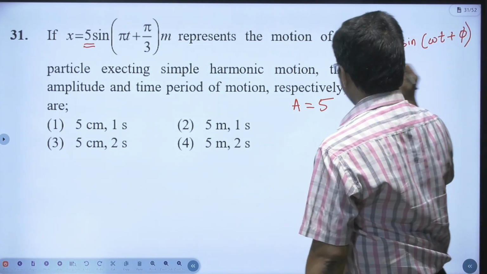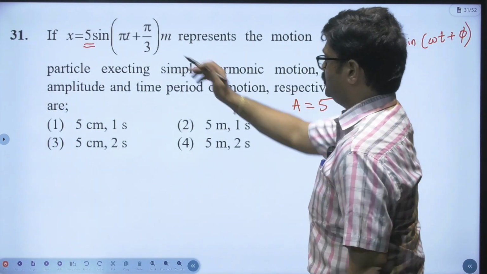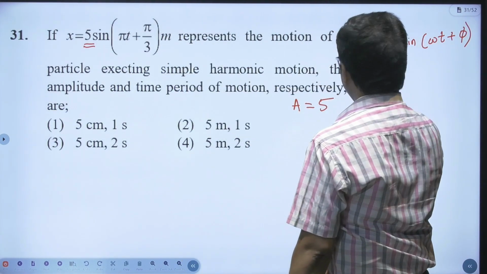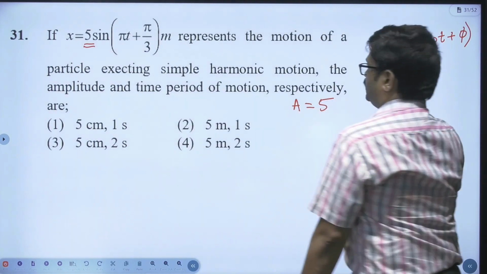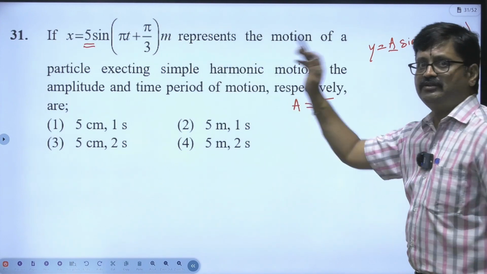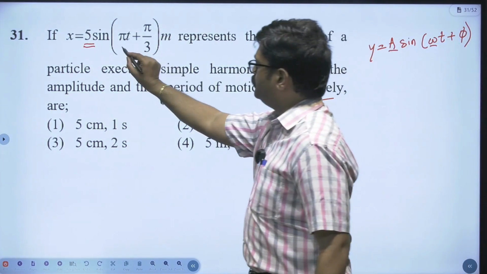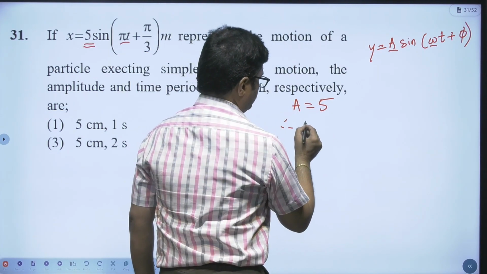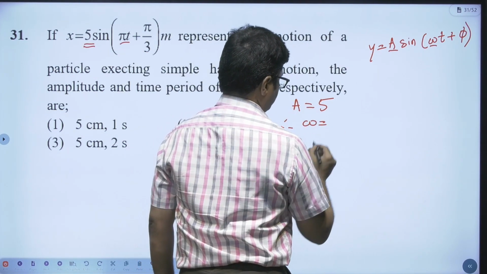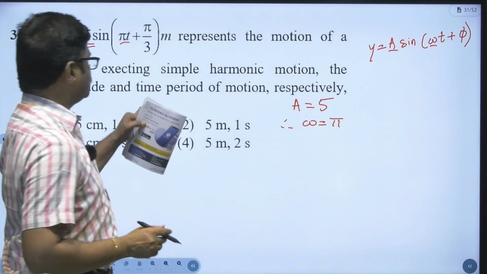So dear friends, phi is initial phase. As we compare this equation here, we can see that amplitude happens to be 5, right? Then if you compare the given equation with the standard equation, in place of omega, I have pi. Therefore, omega, that is angular velocity, is equal to pi. And they want us to calculate time period.